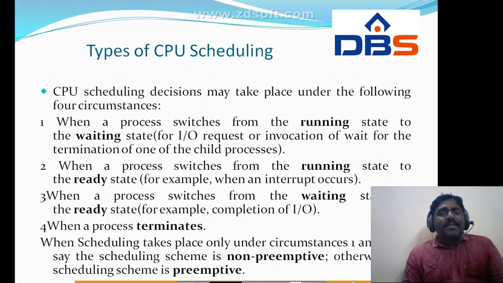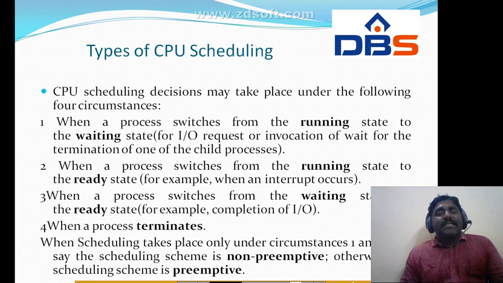But here, if you take the CPU scheduling concept, there are majorly four circumstances that will happen. The first one is when a process switches from the running state to the waiting state. When the process needs any IO device, automatically the process which is in running state will move from the running state to the waiting state. This is one case.